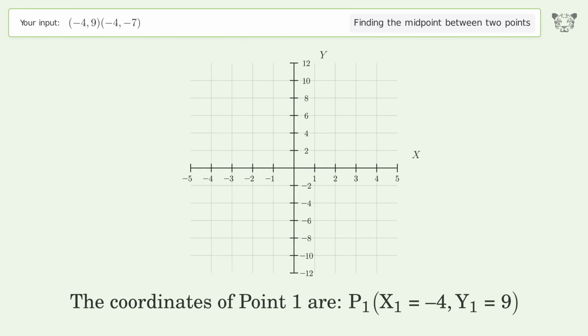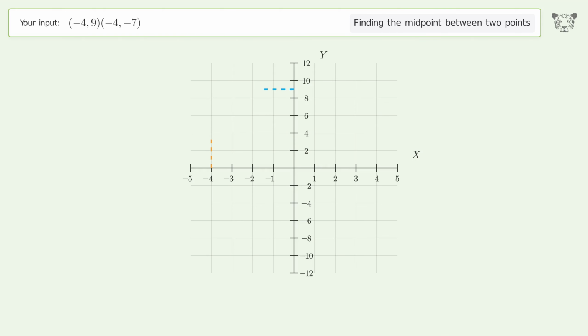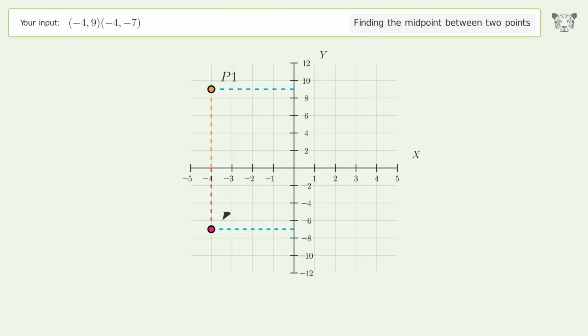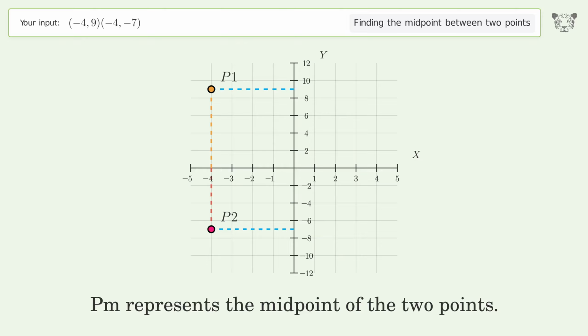The coordinates of point 1 are x1 equals -4, y1 equals 9. The coordinates of point 2 are x2 equals -4, y2 equals -7. PM represents the midpoint of the 2 points.